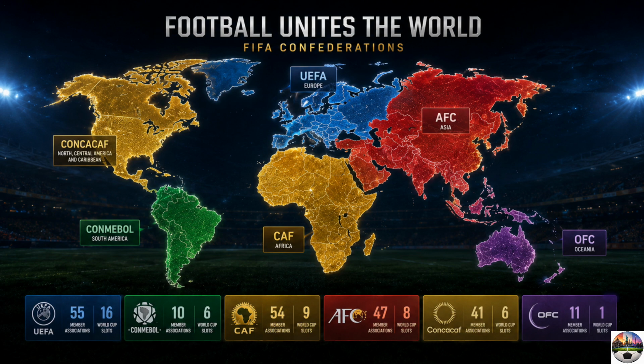For example, Brazil and Argentina cannot be placed together. The United States and Canada cannot be together. Japan and South Korea cannot be together. Egypt and Morocco cannot be together. The goal is to create international diversity and ensure that the World Cup truly feels global.